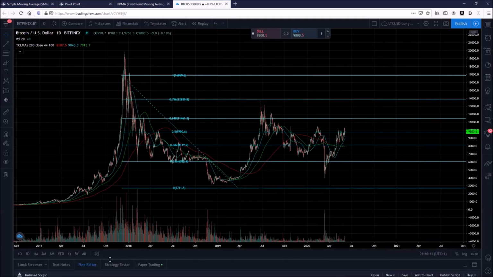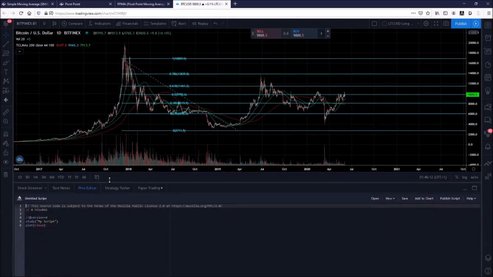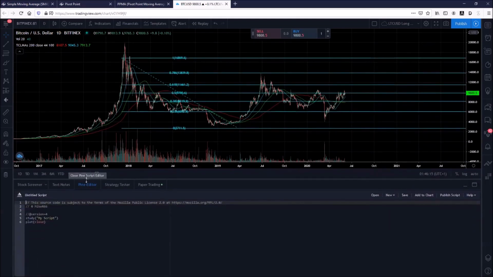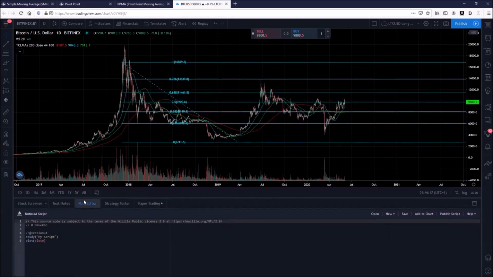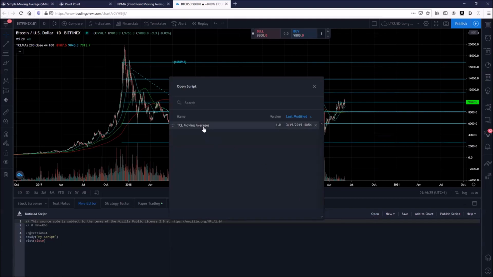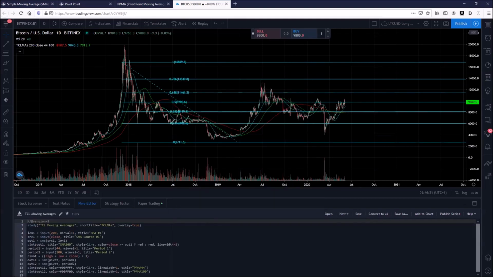Now, what am I talking about? I'm talking about this little Pine editor down here. In TradingView, this Pine editor allows you to put in your own custom scripts. Zach says, same here, except I thought they were simple moving averages. Yeah, and now we're going to look at this. I'm going to open it because I've loaded it before. This is the text for the script.